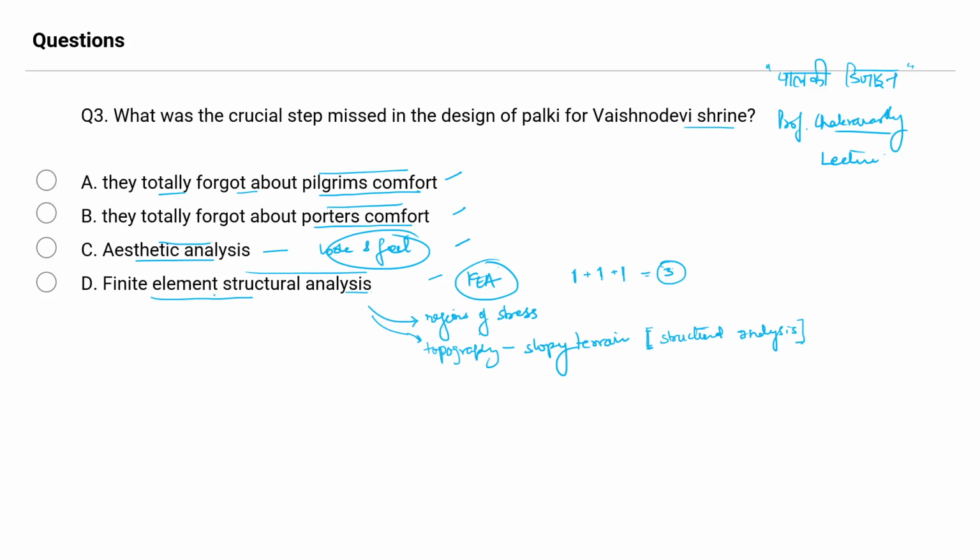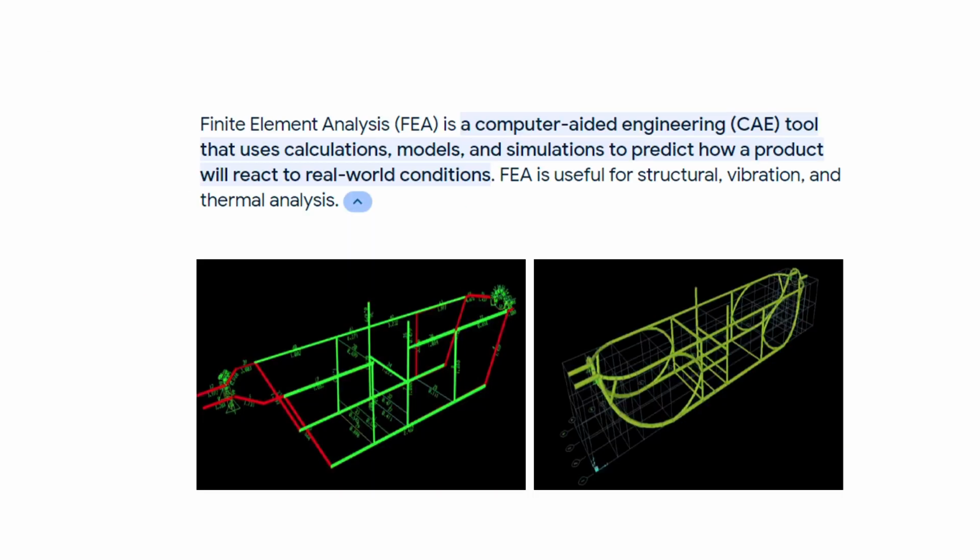all of you have selected finite element. Let's look at what it is. FEA is basically a CAD, computer aided design and engineering tool that uses calculations, models, and simulations to predict how a product will react to real world conditions. So basically, this is what simulations are. You have a model, it could be a CAD model. You can put it into a software and analyze how it behaves in real conditions, right? So I think both of you have mentioned the correct points. Real world conditions were basically the sloping terrains, right?